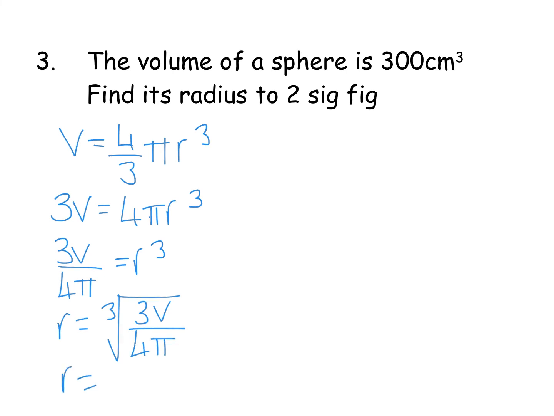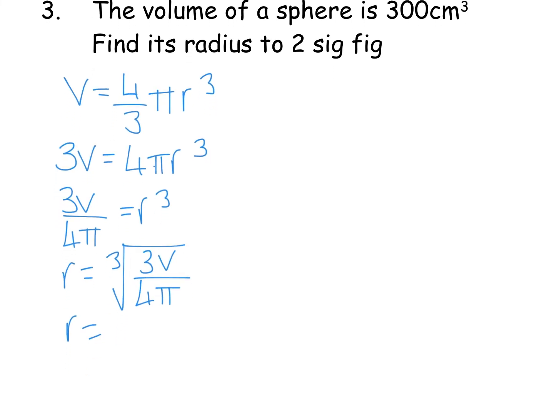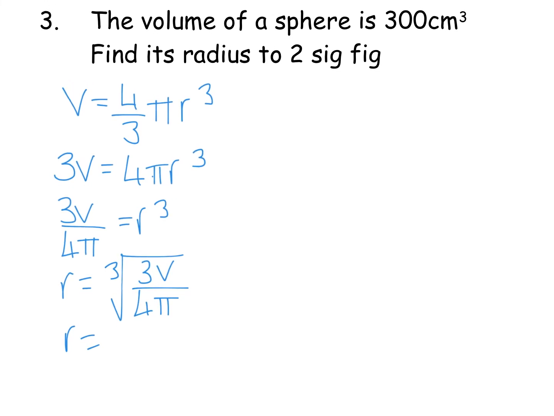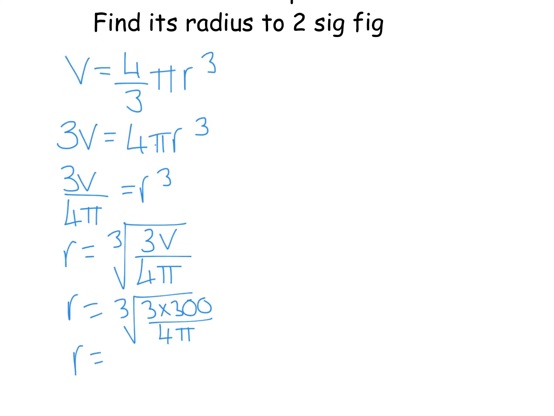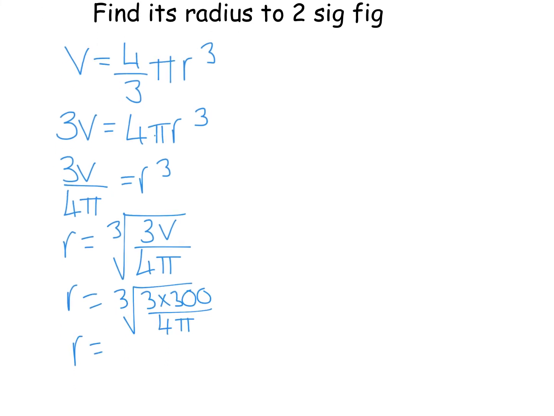Now at that point, we can just substitute in our numbers. We know the volume is 300. So it'll be the cube root of 3 times 300. You could even put 900 in there if you wanted, all over 4 times pi. And if you go to your calculator and type that in very carefully, if you've got that lovely fraction button in your calculator, this is a doddle.